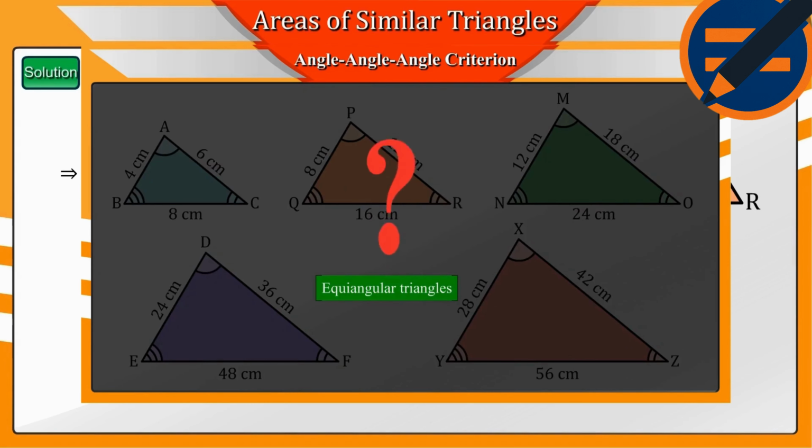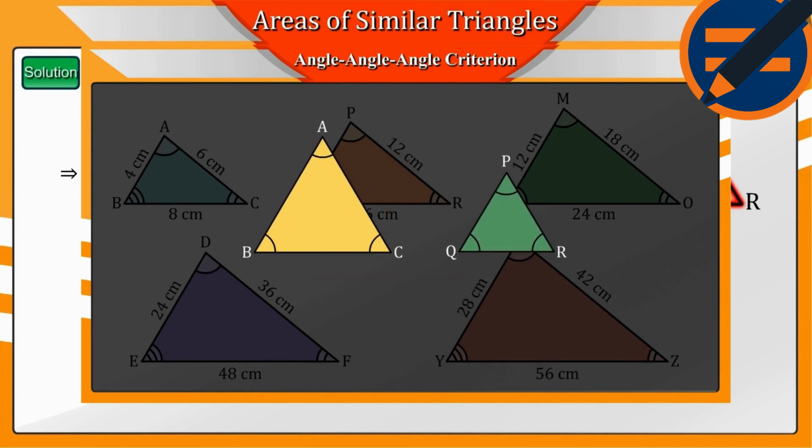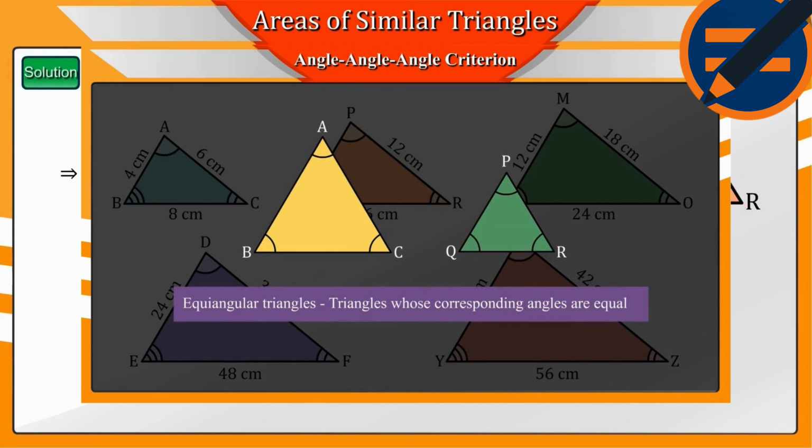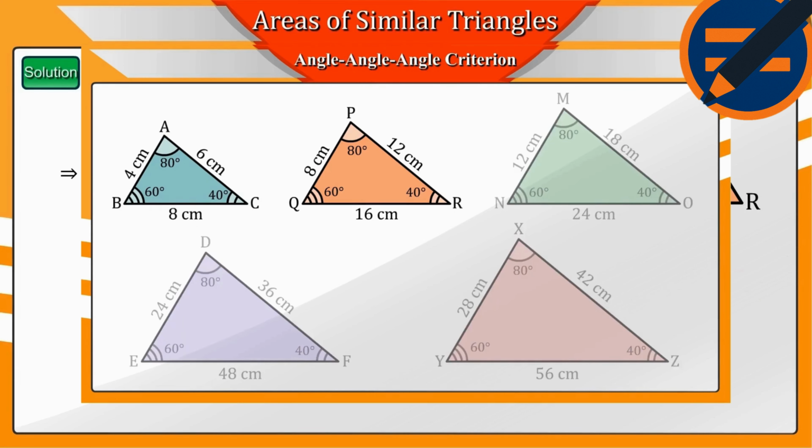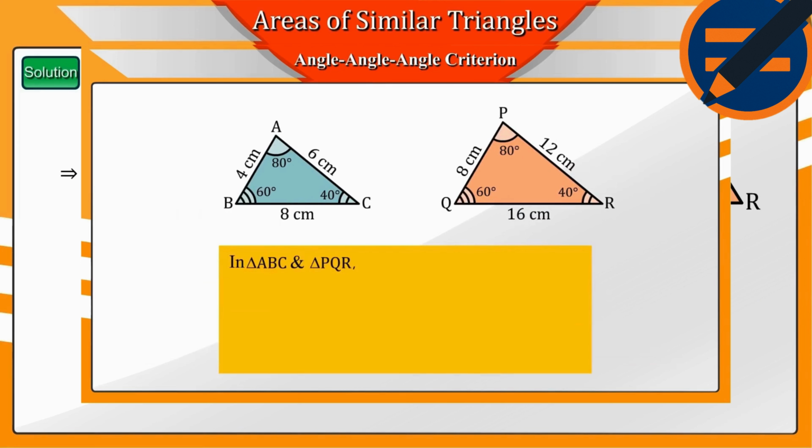Can you tell which other angles of triangles PXY and PQR are equal? Absolutely correct. The corresponding angles of triangle PXY and triangle PQR are equal, and P is the common angle. So according to the AAA criteria of similarity of triangles, we can say the triangle PXY and triangle PQR are similar triangles.